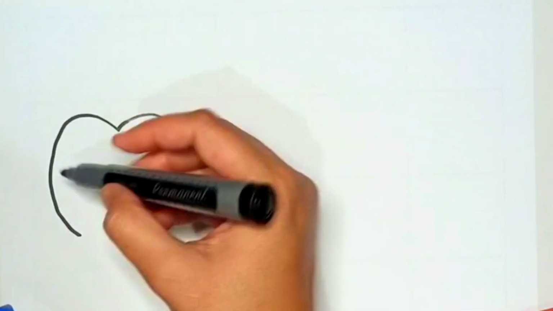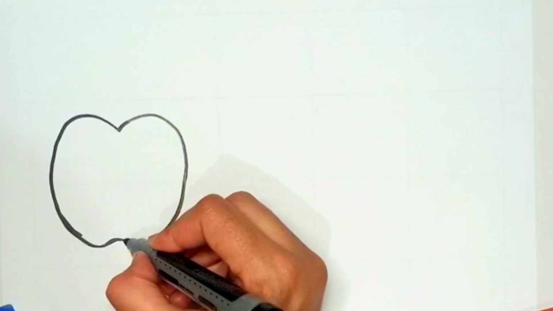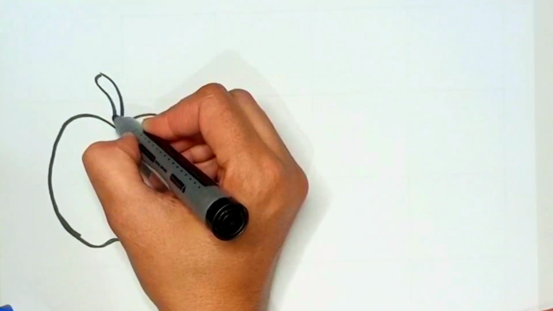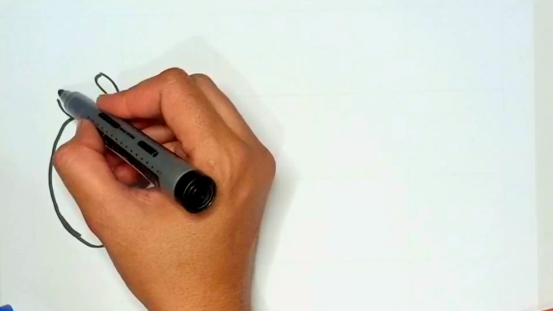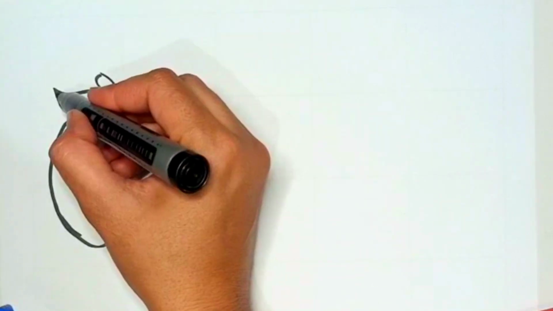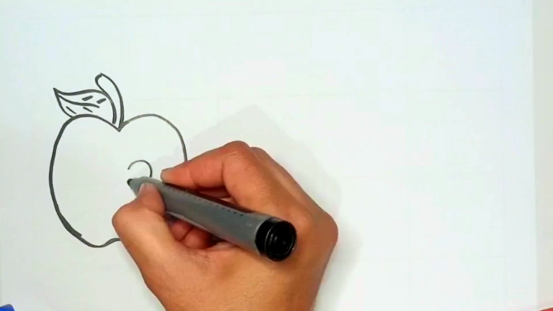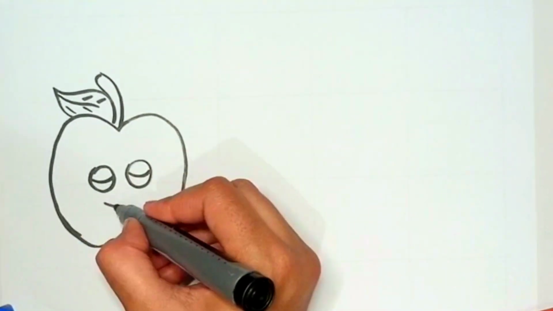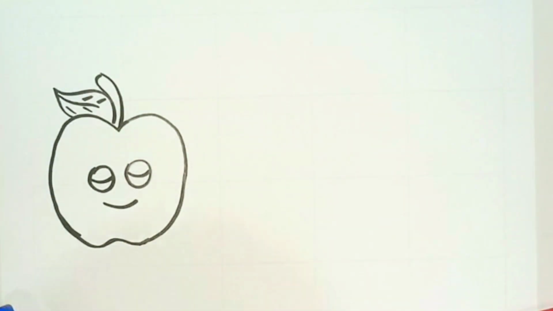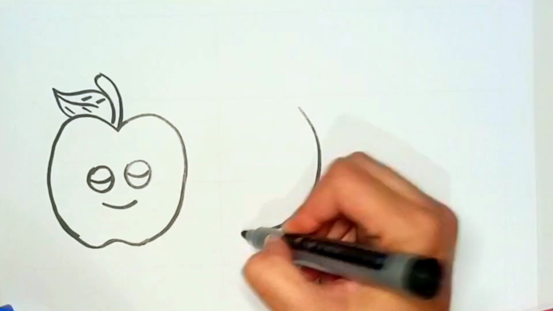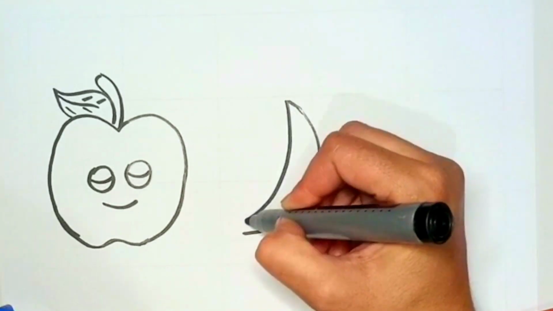So, today we draw fruits and we learn fruit names. So, let's get started. First, we draw an apple. Now, we draw two eyes on the apple. And the next fruit is banana.